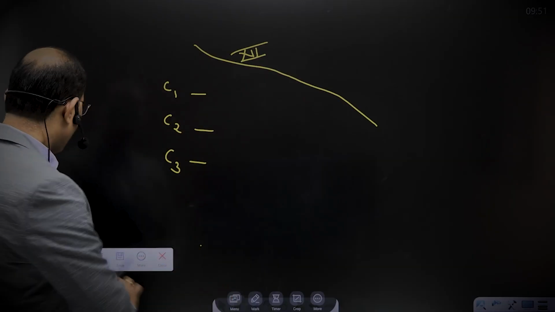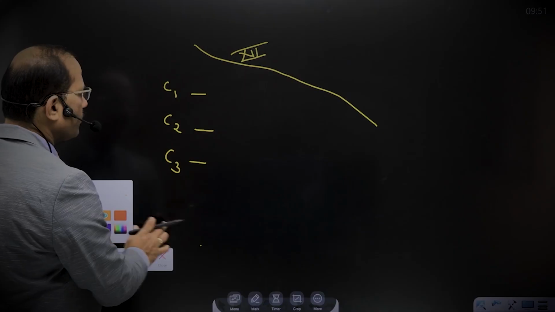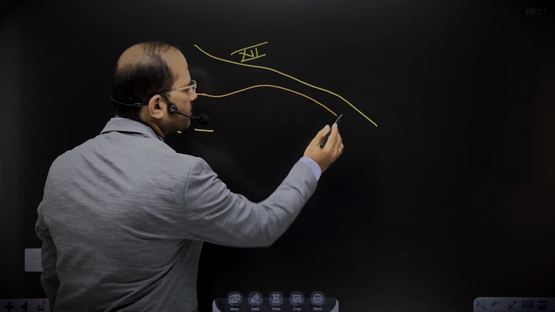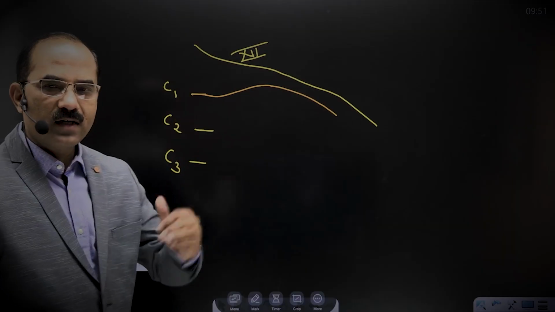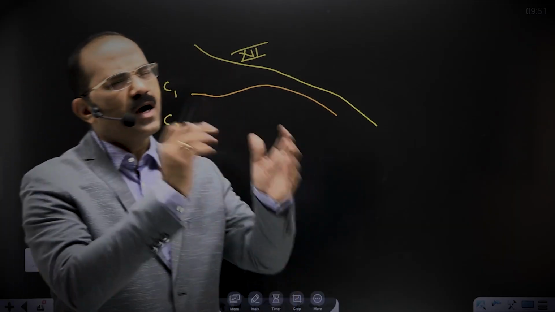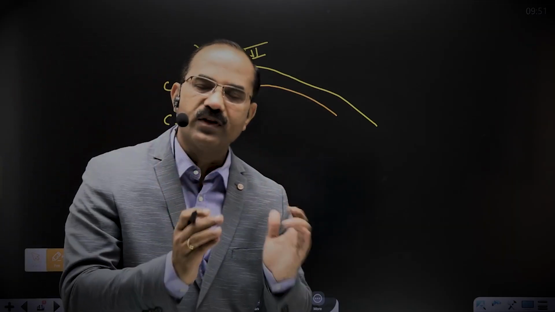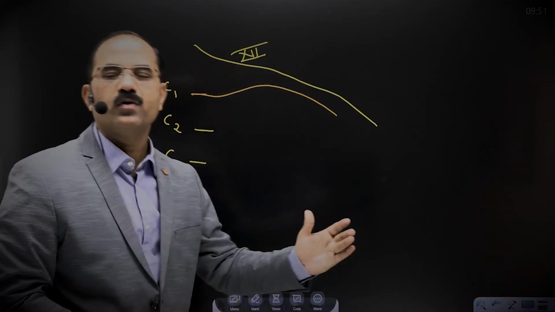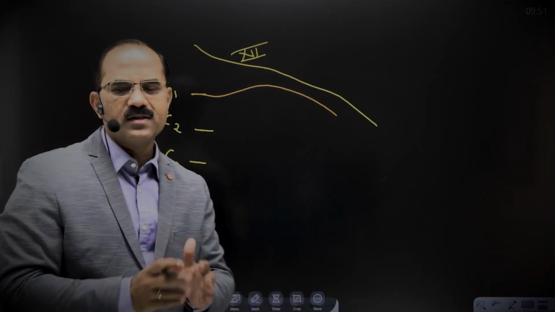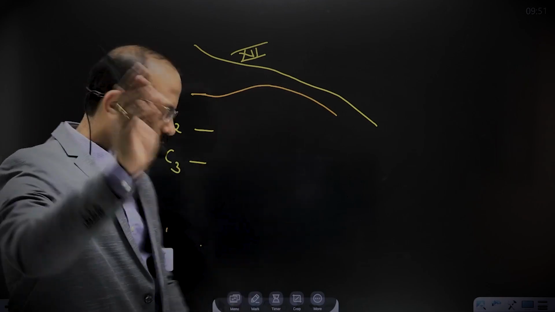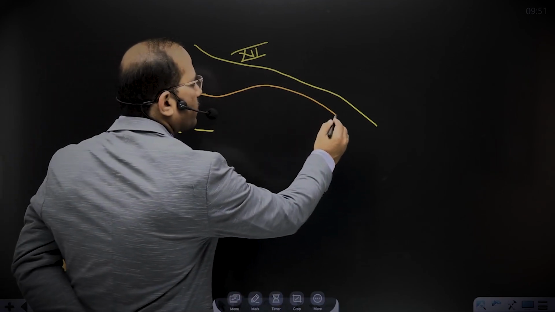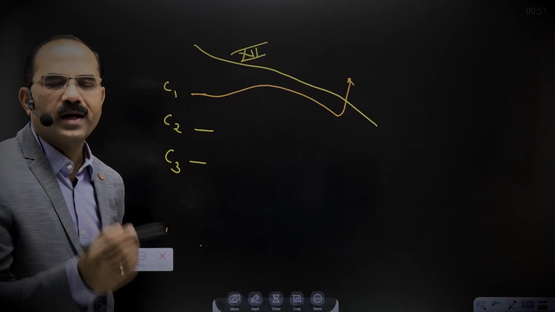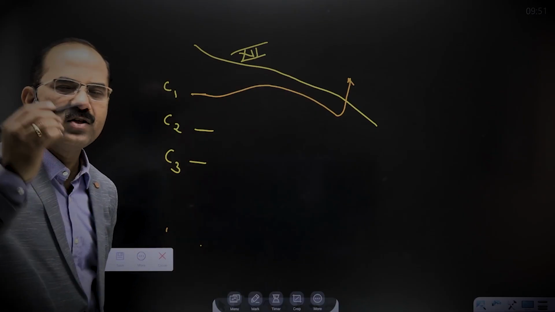Perfect. Now, fibers of C1 go with the hypoglossal nerve. The fibers of C1 descend with the hypoglossal nerve. After a short distance, they leave the nerve as number 1. What is this which is going up to supply the meninges? That's the meningeal branch of C1.